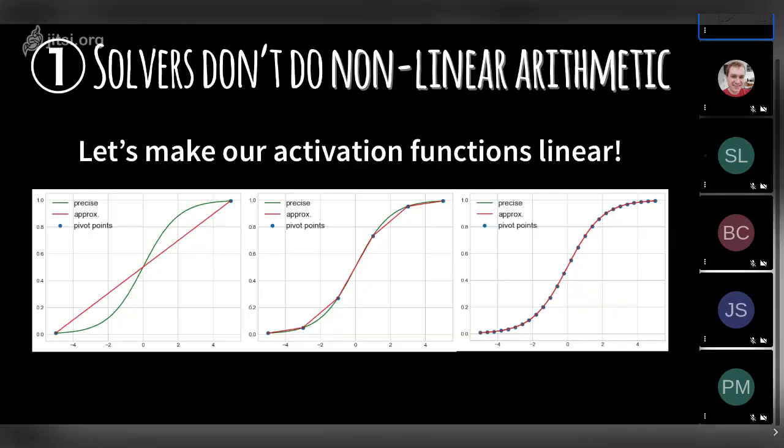So, discussing these things one by one quickly. Solvers don't do nonlinear arithmetic. So we can solve this: we can make our activation functions linear. Now, obviously, there's no easy way to just say this nonlinear function is now linear. But what we do, as an extremely simple approach, is we just approximate our activation functions with a bunch of lines. So we have here 3 functions. All of them are the sigmoid activation function. And we approximate them with 1, 5, and 25 evenly spaced line segments.